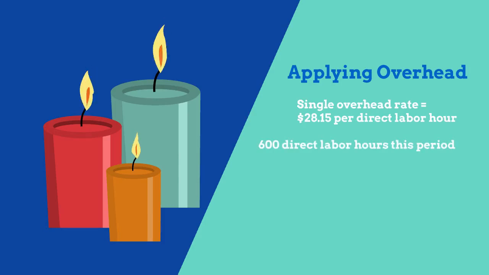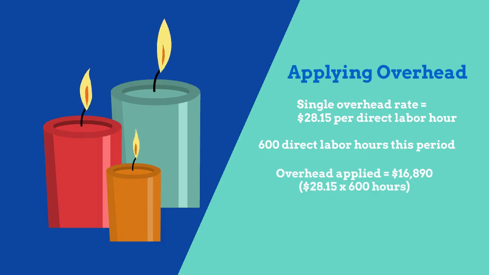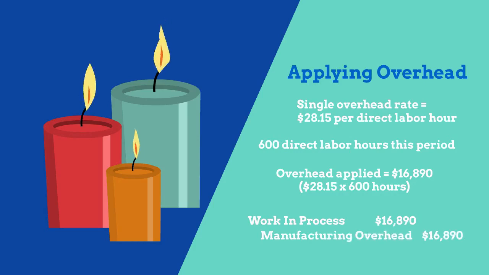We would apply a total of $16,890 in overhead for this period. We would debit work in process for $16,890 and credit manufacturing overhead for $16,890.